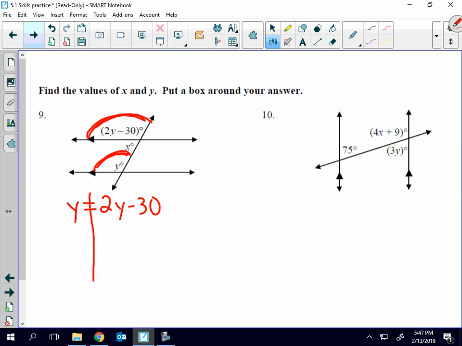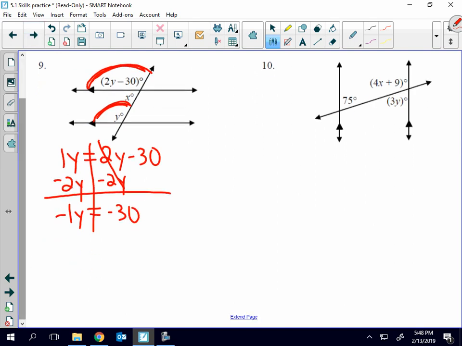All right, I can solve for y. Let's get the y's all by themselves. We need to get this one away from the constant, so I'm undoing the 2y. 1y minus 2y is a negative 1y equals negative 30. Well, if negative 1y is negative 30, if we divide by negative 1, positive y will equal positive 30.